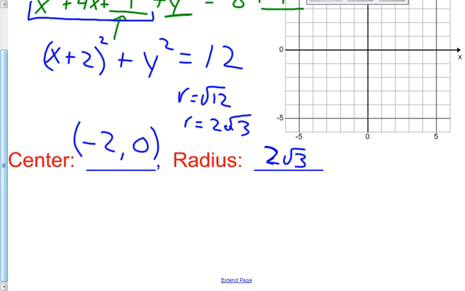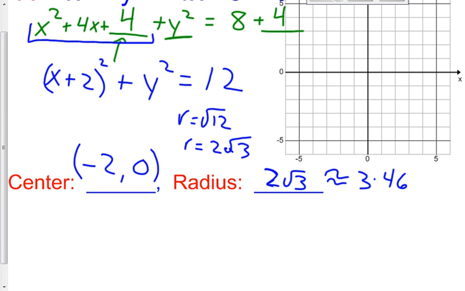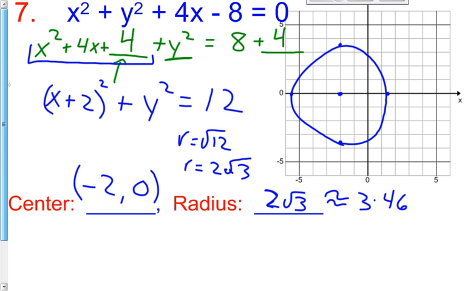If you're graphing this on your paper, hopefully you took that in your calculator. 2 times the square root of 3 is approximately 3.46. So when you graph this one, you're going to go left 2, 0. And then you're going to go about 3.5 to the right, 3.5 up, 3.5 left, and 3.5 down. And that is how you do problem number 7.